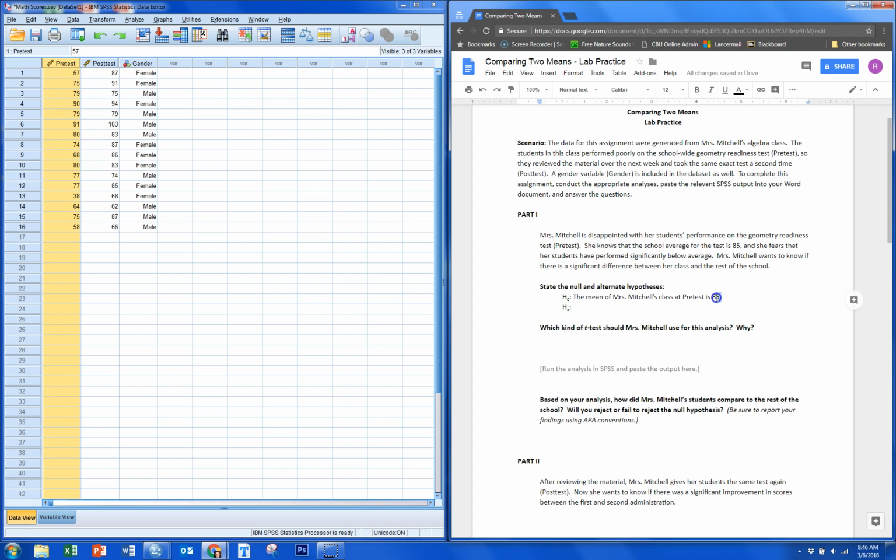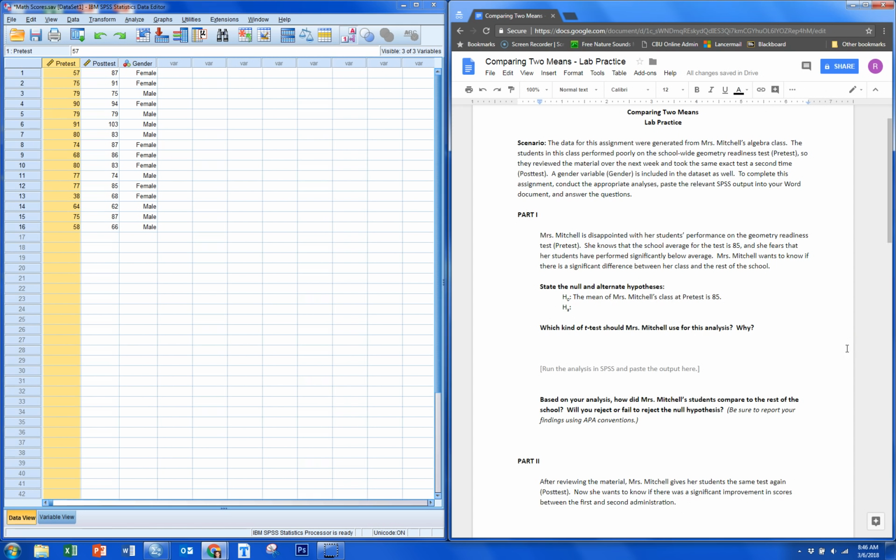And I picked 85 because that is the known population mean. She knows that the school average for the test is 85. So when we say there's no difference or no effect, we're saying that the mean of her class is 85. That's the null hypothesis. There's no difference between her class and the rest of the school. In this case, that would be good news because she's worried that they're falling behind the rest of the school. Right? She's worried that there is a difference.